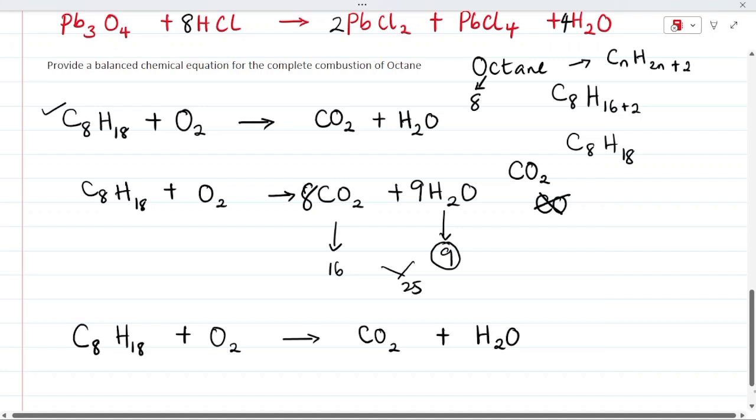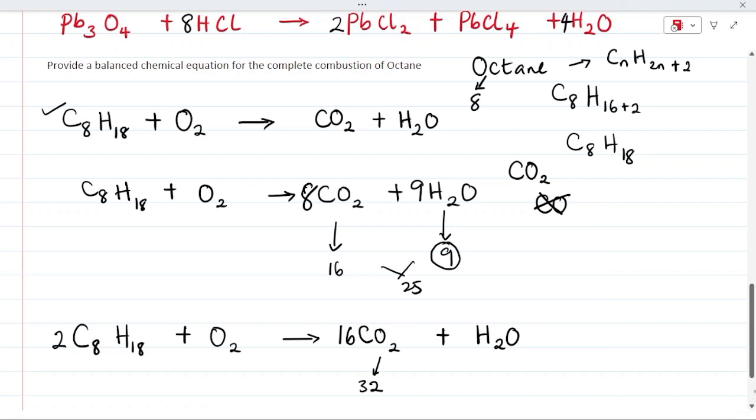But remember, you cannot change the subscript. You can only change the number in front. So I place a 2 here. Now see how it comes to life. Carbon is now 16. That means I come here and I place a 16. Then my oxygen is now 16 times 2. That's 32. Now my hydrogen is now 36. How can I make 2 become 36? It is simply multiply by 18. So hydrogen is now 36.